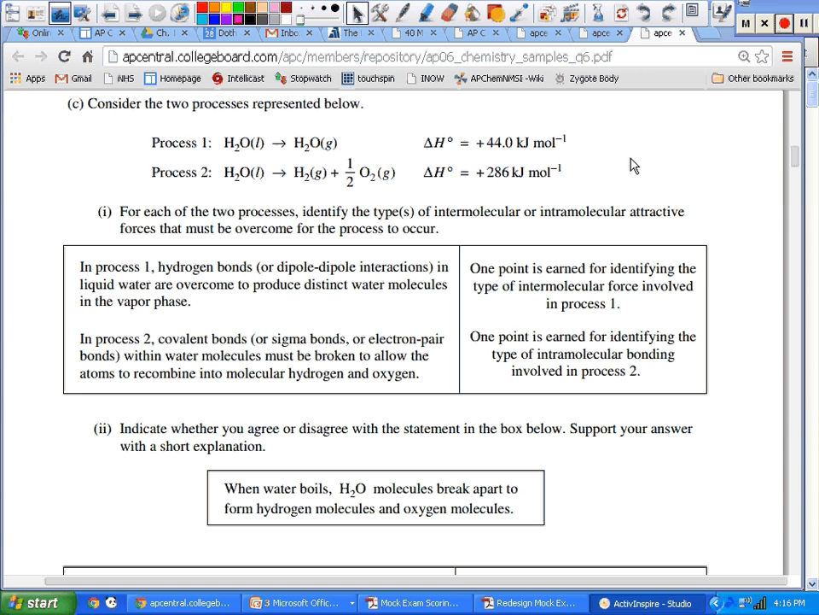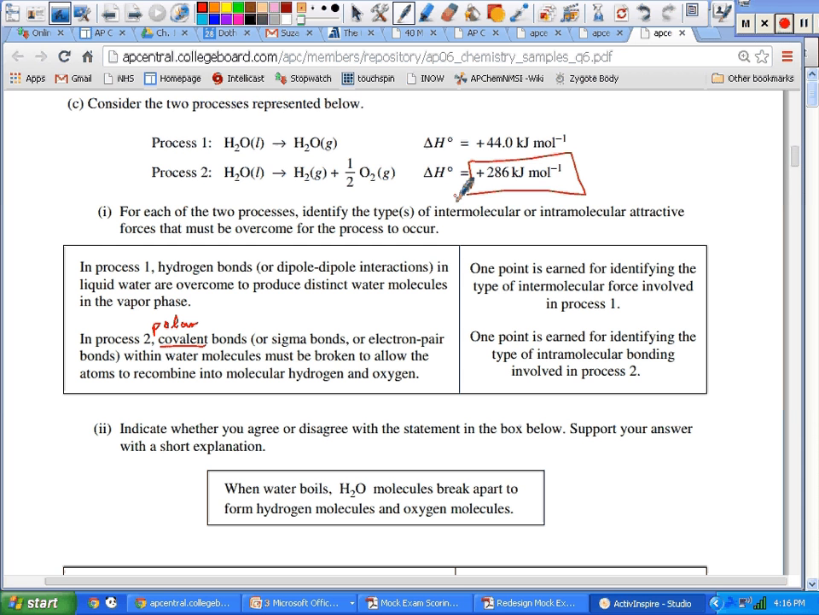Now, here's the part that I have a problem with. It's not just covalent. It's more specifically what? Polar covalent bonds that you're technically separating. Because here's the thing: if it was a non-polar covalent, it would actually be less than that. Okay? Because your charges have been created. So within water molecules, bonds must be broken to allow the atoms to recombine into molecular hydrogen.